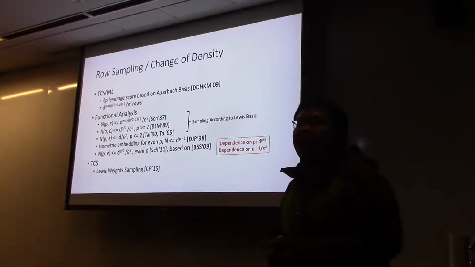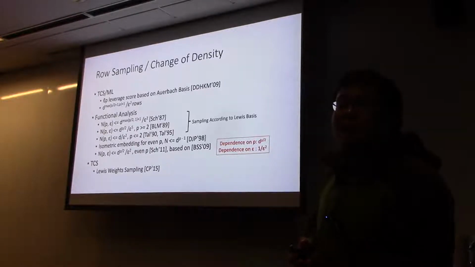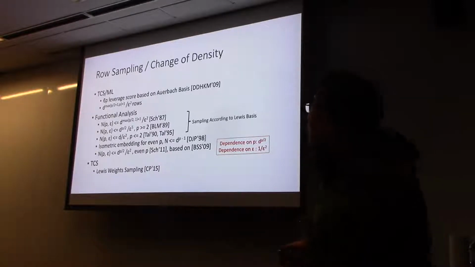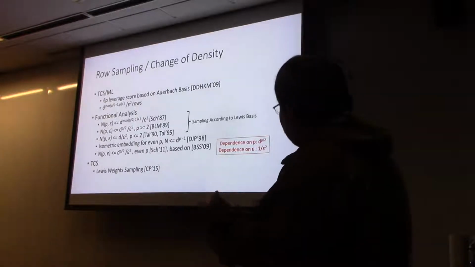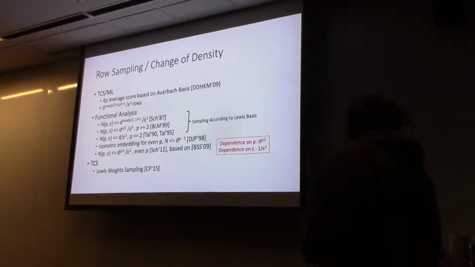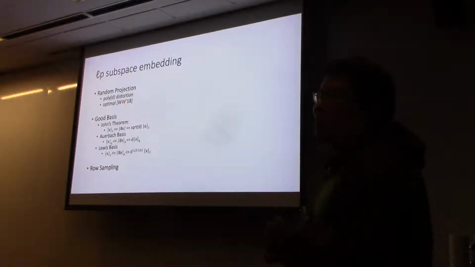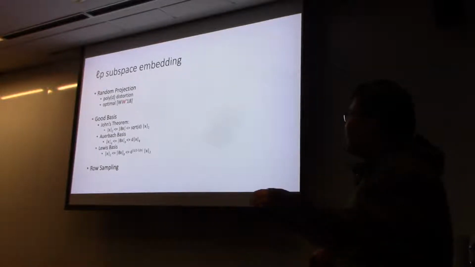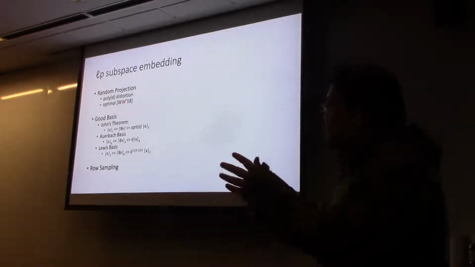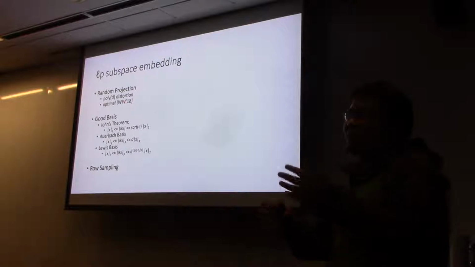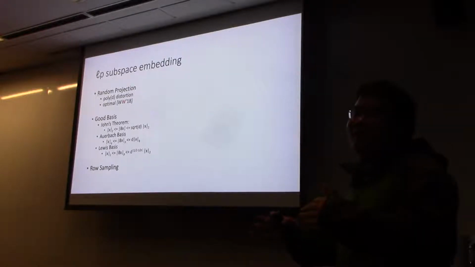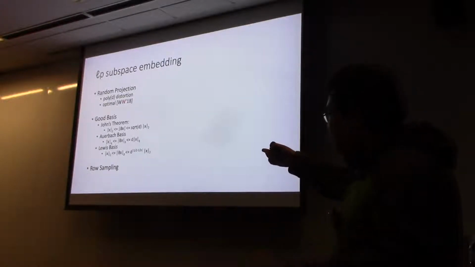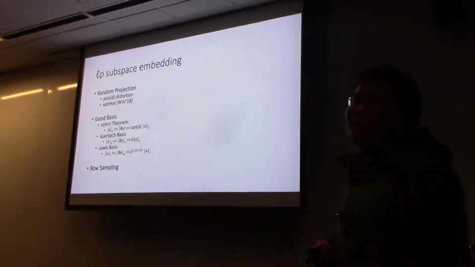Okay, any questions? What's a Lewis weight? Lewis weight is, I mentioned that leverage scores are just the norms of the rows of the orthogonal basis. The Lewis basis is something between an orthogonal basis and something for LP, and the norm of each row of the Lewis basis is the Lewis weight.